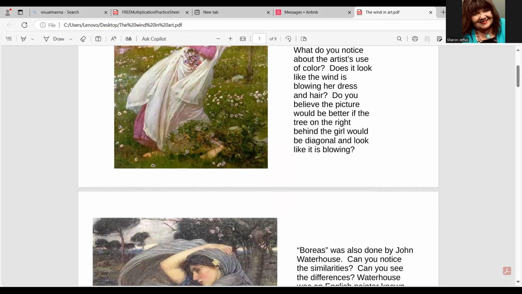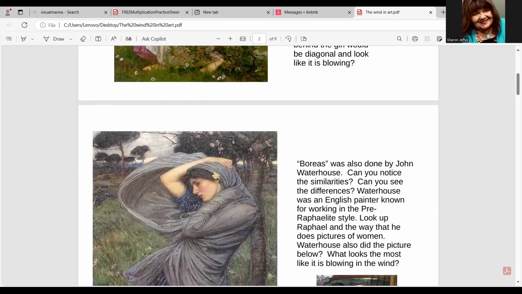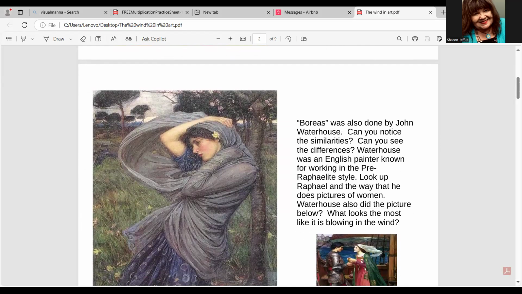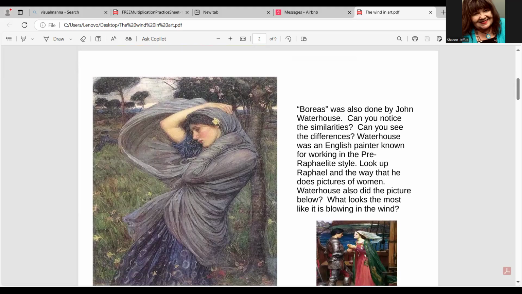What do you think about this picture? Boreas was also done by John Waterhouse. Can you notice the similarities? Can you see the differences?